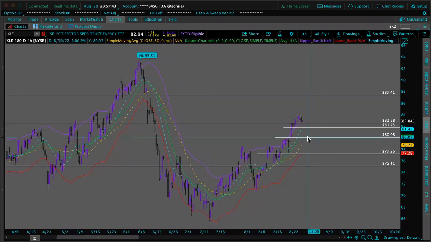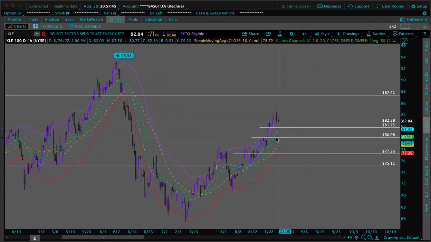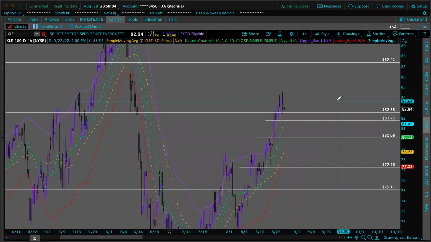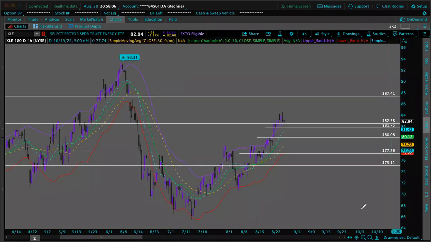And if you look at these, see, so the middle count for the H2 is the same as the lower count for the H4. The middle count is the H2 lower count. Just keep that stuff in mind. So we're going to see how 82.58 acts going into this week. It's going to be very important.